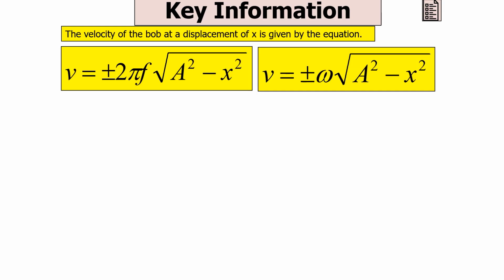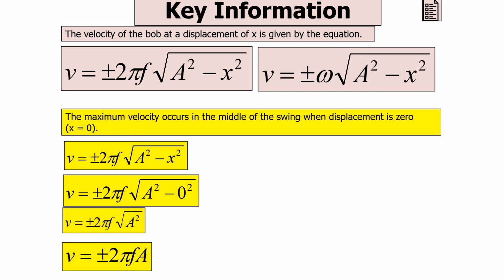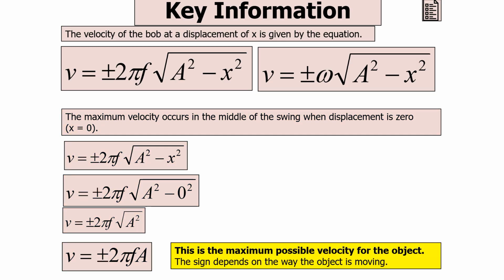Now the velocity of the bob at displacement x is given by the equation v is equal to plus or minus 2 pi f, or omega, times the square root of amplitude squared minus displacement squared. The plus or minus sign represents the oscillating motion of the pendulum. The maximum velocity occurs in the middle of the swing, where the displacement is 0, so x equals 0. We can work it through to get v equal to plus or minus 2 pi f times a. This is the maximum possible velocity for the object, and again the sign, plus or minus, depends on the way in which the object is moving in the cycle.